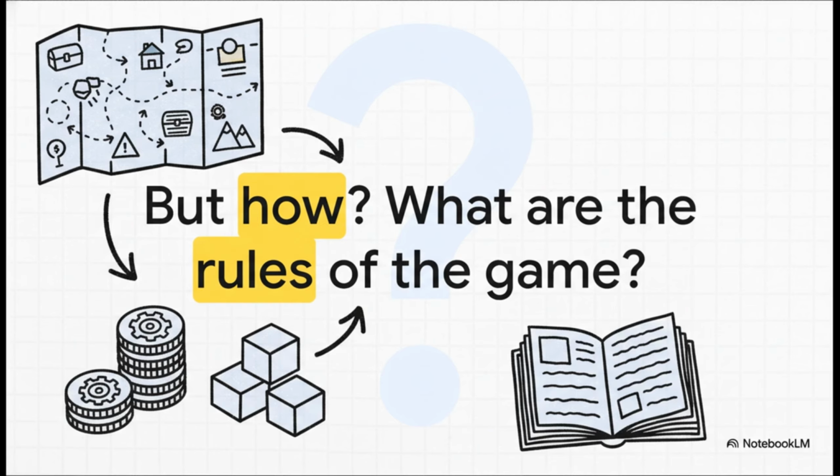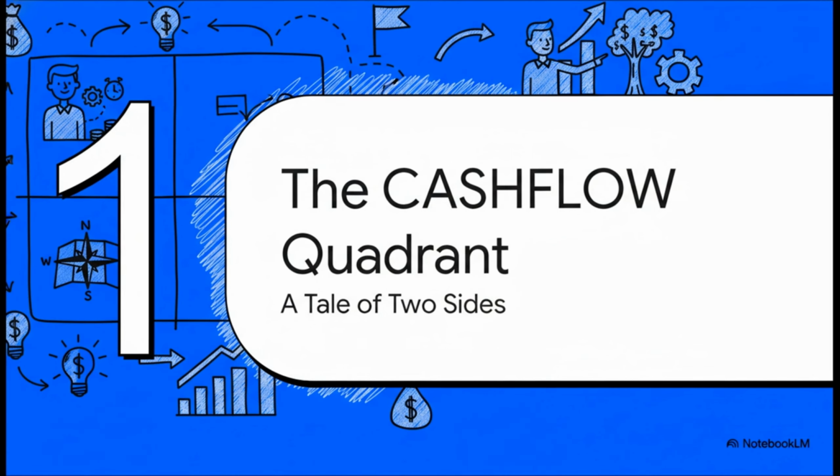You need the map. And this is the map I'm talking about, the cash flow quadrant. It's a super simple way to divide the world into two main sides, and it's not based on how much you make, but on how you make it. Trust me, this simple diagram is the key to seeing what almost everyone else misses.